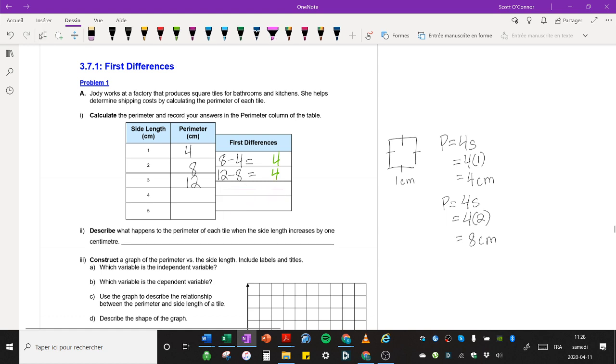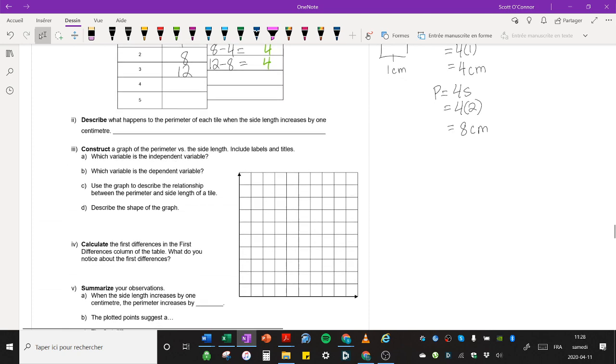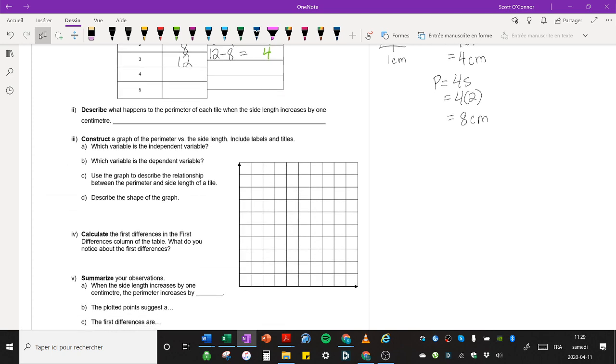Okay, and then you're going to answer this question. Describe what happens to the perimeter of each tile when the side length increases by 1 centimeter. I'll leave that to you. You can check the answer key that I post online to make sure that you have the correct answer. And then to the best of your ability, you're going to answer the rest of these questions.